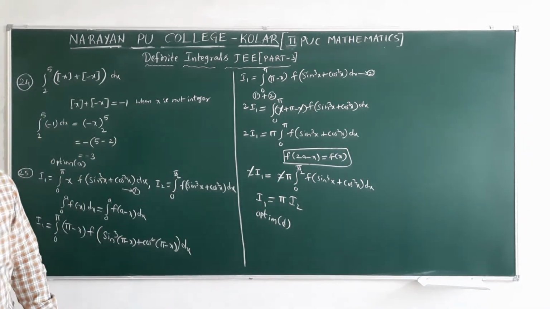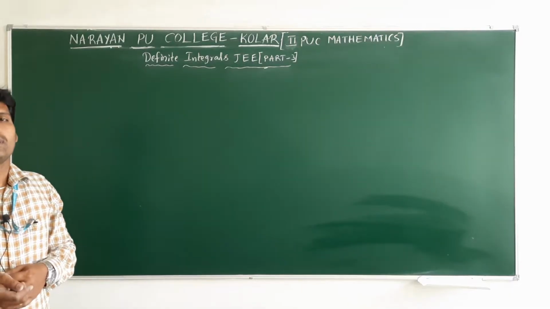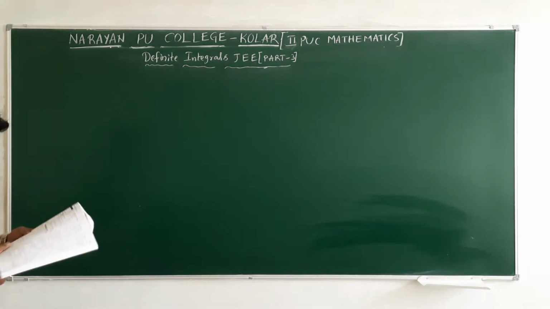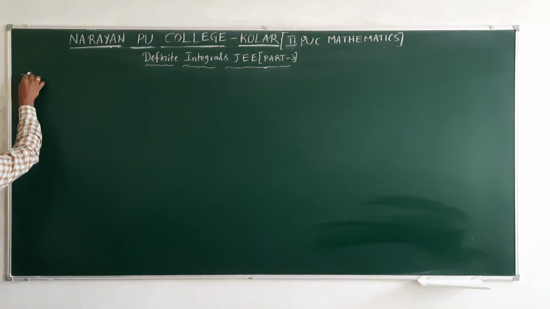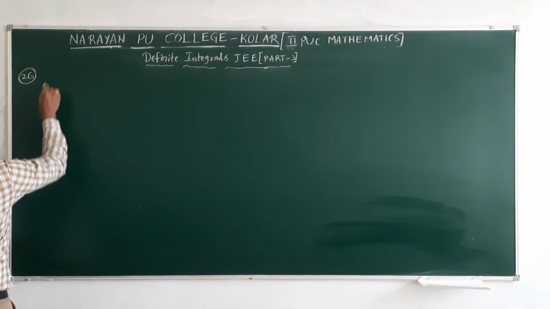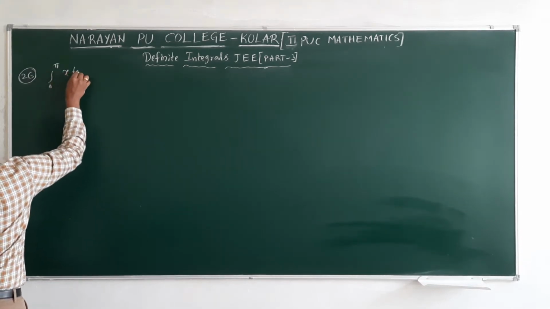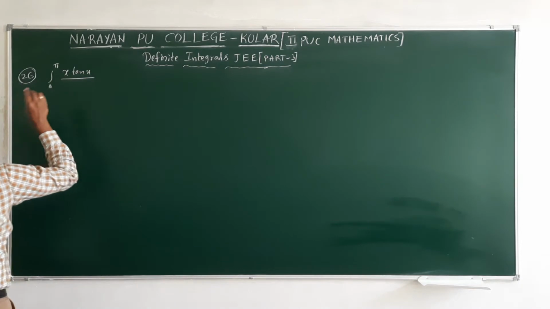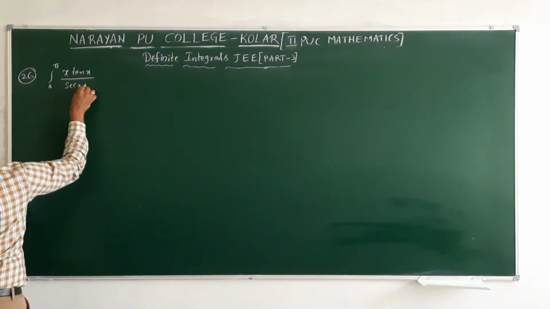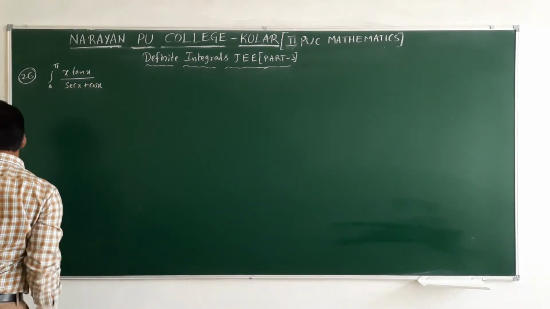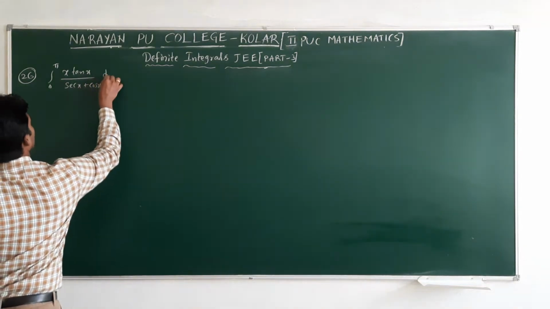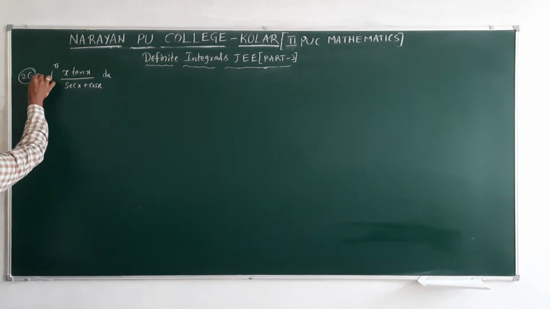Next, question number 26. 26 is given: integral 0 to pi of x tan x by secant x plus cos x dx. Okay, first consider this as I.